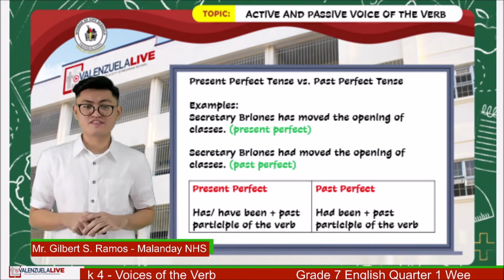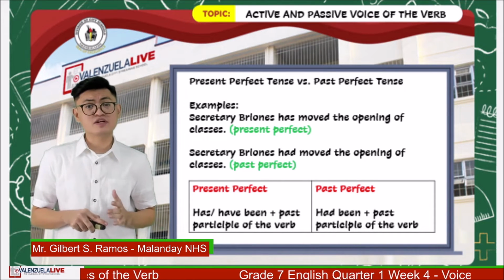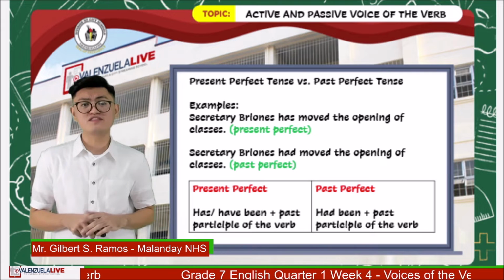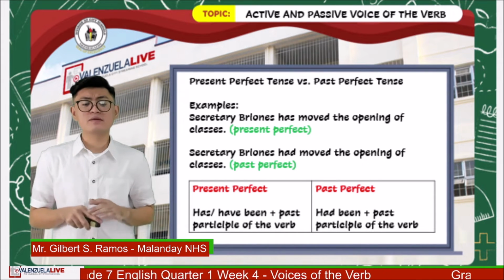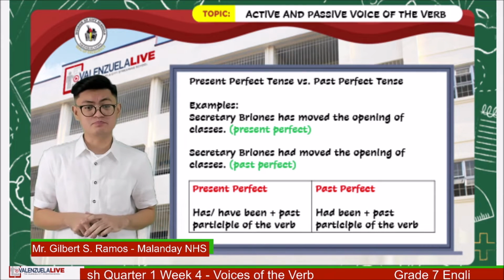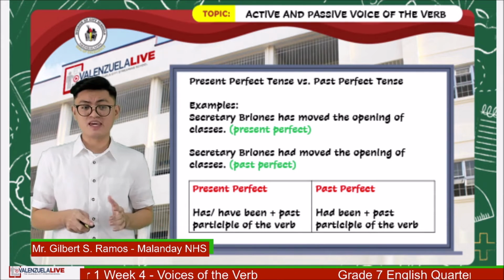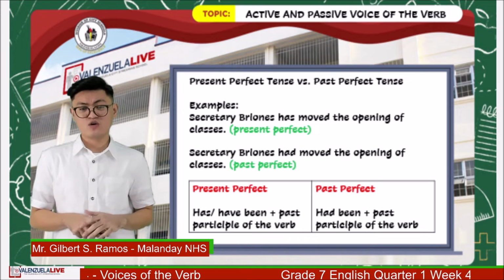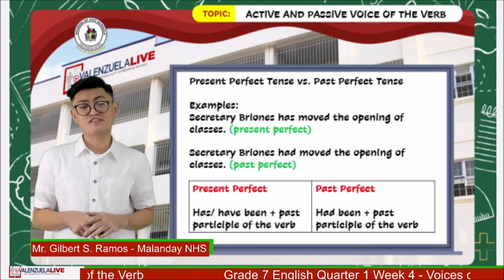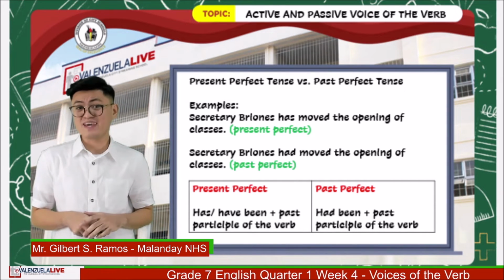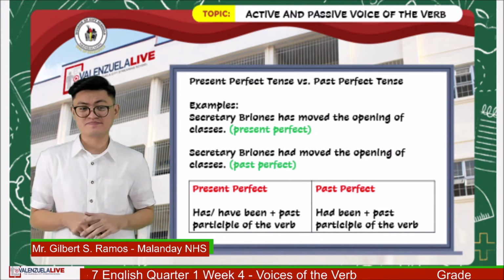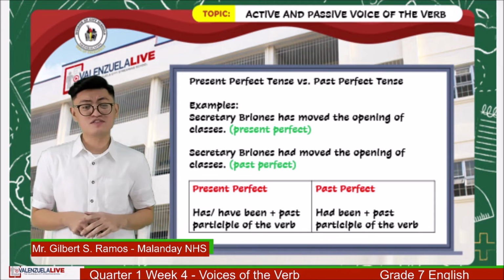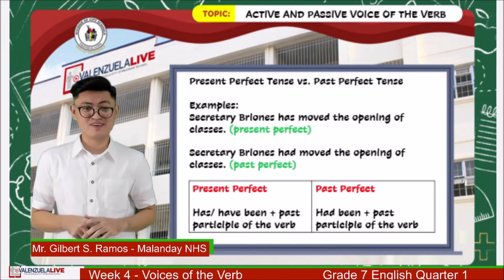Verbs in present perfect tense, when transformed in the passive voice, use has or have been plus the past participle of the verb. Verbs in the past perfect tense, when transformed in the passive voice, use had been plus the past participle of the verb. How do we now transform the given examples?